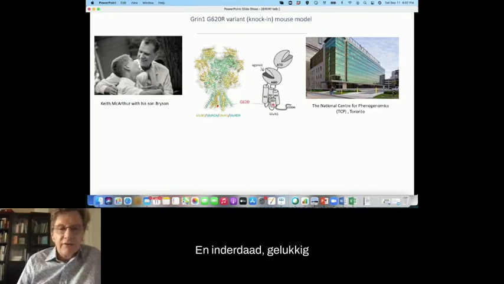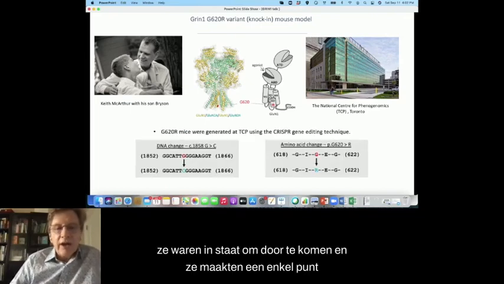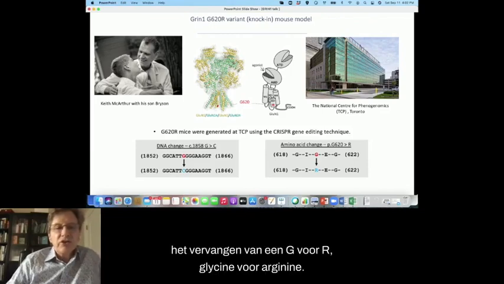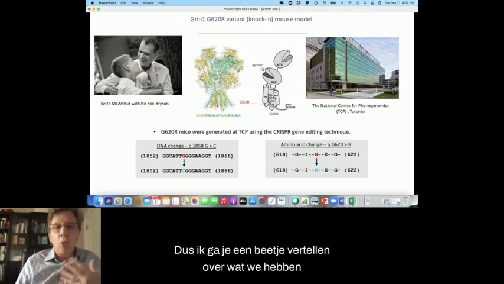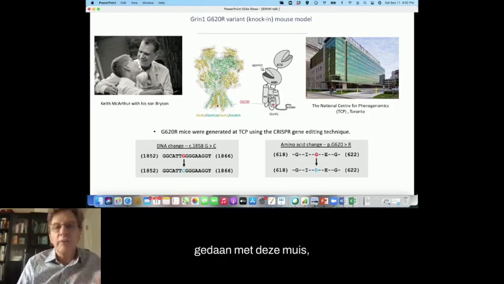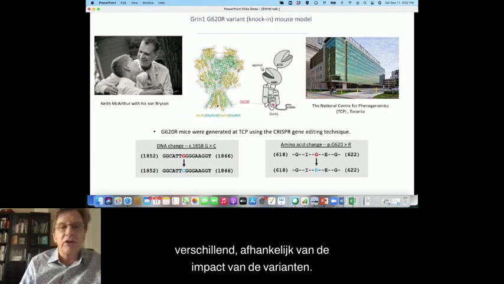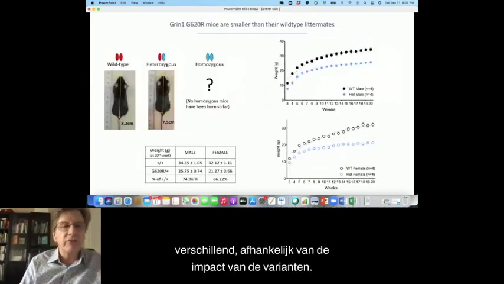And indeed, fortunately, they were able to come through, and they made a single point mutation in the GRIN1 gene, substituting G for R, glycine for arginine. So I'm going to tell you a little bit about what we have done with this mouse, but of course the same could be done for any mouse model. It's just the outcomes would be, of course, different depending on the impact of the variants.